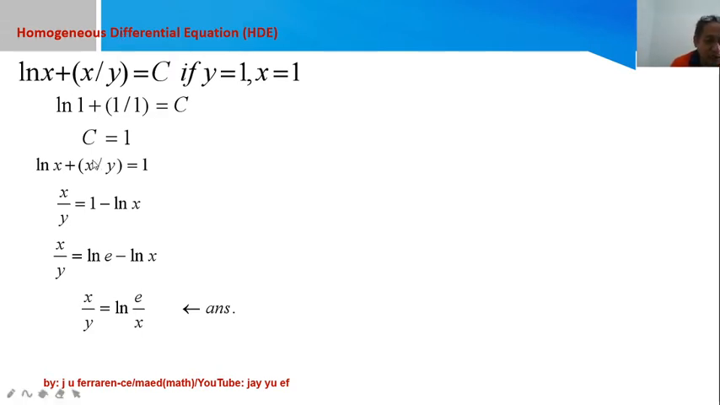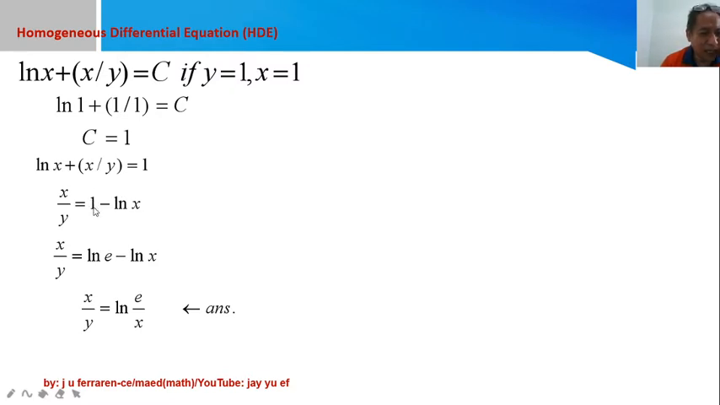If I'm going to separate the x over y, that is actually the simplification part. So this is already an answer if there is no required form. But in order to be exposed also to the simplification process when they are needed, we have this: x over y is equal to 1 minus ln x.